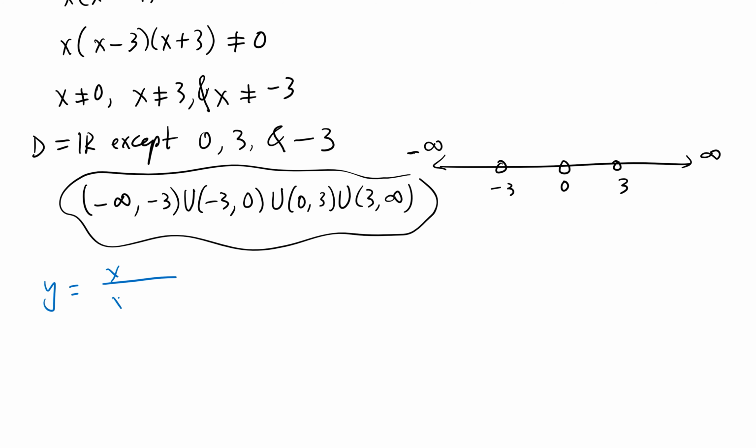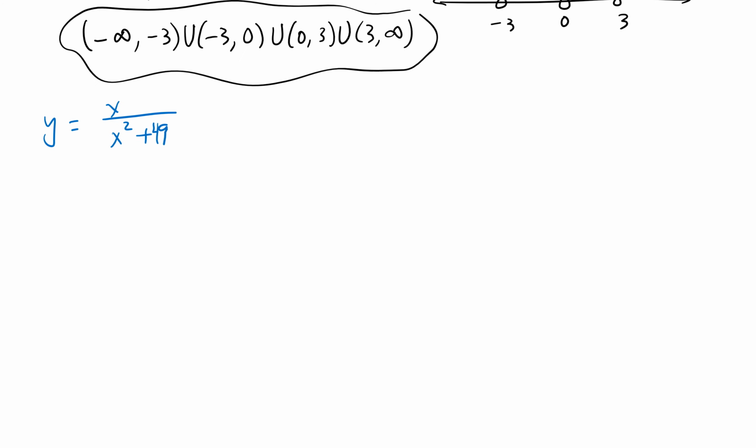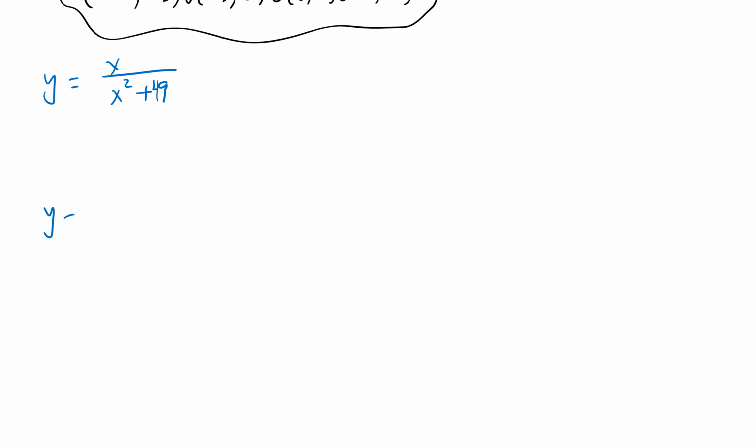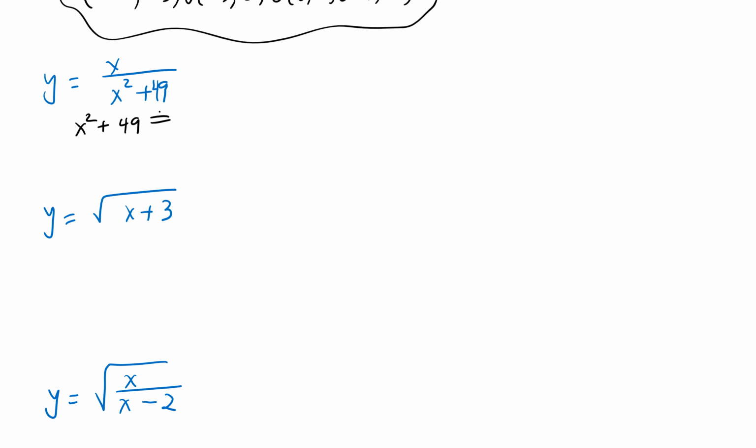Other examples, say x over x squared plus 49. Look at more examples. y equals square root of x plus 3. Another one would be x over x minus 2. What do we do with the first one? Well, you can have everything but any number that would make the denominator 0. Notice this cannot be factored. This is never going to be 0. So the domain is all real numbers.